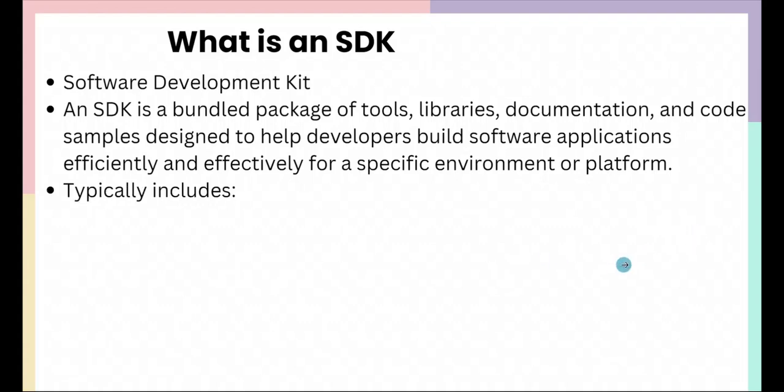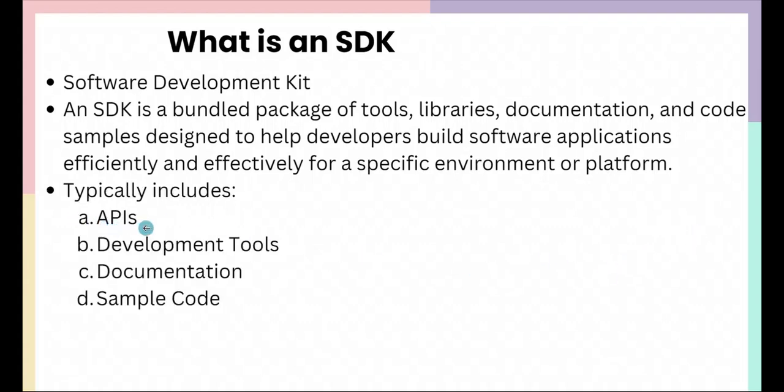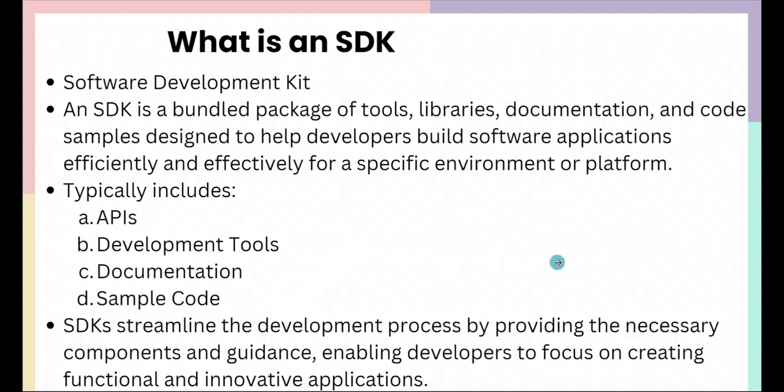So what all does SDK include? It includes APIs to interact with services. So you can make API calls to the services or the platform, in this case AWS. It also gives you the development tools and the documentation, how to use these libraries and modules, etc. And it also gives you some sample code examples on the usage of this code to interact with this platform. Okay, so SDKs streamline the development process by providing necessary components and guidance. So this enables developers to focus on creating functional and innovative applications.